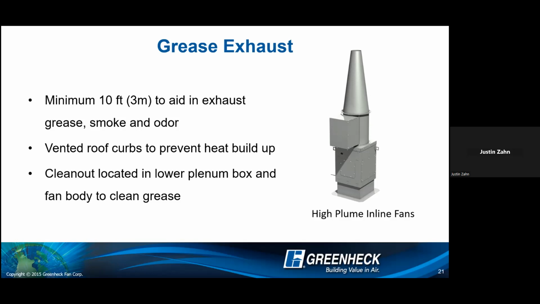The main difference, having these with a grease exhaust rating, is you'll have a vented roof curb to prevent heat buildup, and then there'll be a clean out located in the lower plenum box to clean that grease out. So still 10 feet tall. We're not going to be wavering on that, but obviously no bypass would probably be the biggest difference on here.